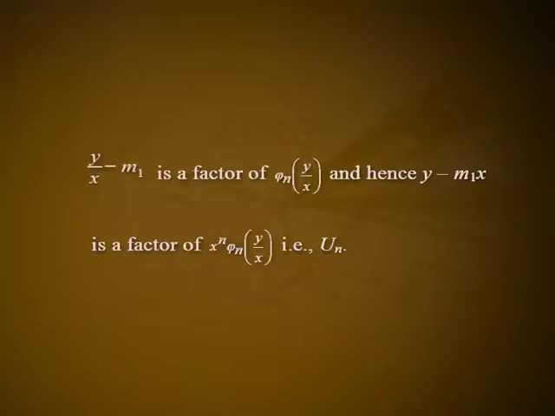The asymptotes of an algebraic curve are parallel to the lines obtained by equating to 0 the factors of the highest degree terms in its equation. Let m1 be a root of the equation phi n of m is equal to 0, so that the line y minus m1x is equal to 0 is parallel to an asymptote. By elementary algebra, y by x minus m1 is a factor of phi n of y by x, and hence y minus m1x is a factor of x raised to n into phi n of y by x, that is un. Also conversely, we see that if y minus m1x is a factor of un, then m1 is a root of phi n of m is equal to 0.